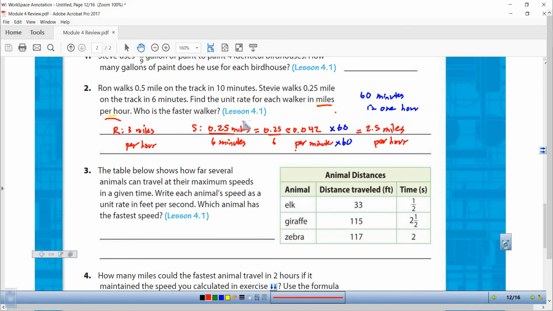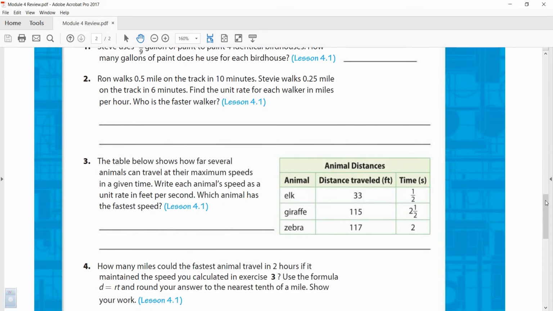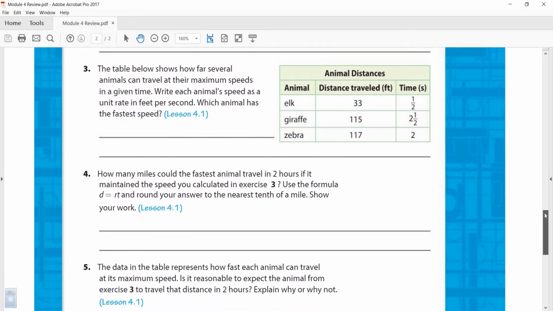So as you can see, who's the faster walker? The faster walker is Ron because he goes 3 miles per hour, whereas Stevie, it's way over here, he only goes 2.5 miles per hour. All right, so let's go on to the next couple problems here.